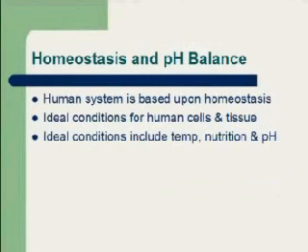Now, we've already alluded in previous lectures that homeostasis is a steady state or a balance inside the human system. Homeostasis can refer not only to the temperature regulation system, but also to pH balance. The human system is based upon homeostasis, ideal conditions for human cells and tissues to be able to survive, and ideal conditions include temperature, nutrition, and pH.